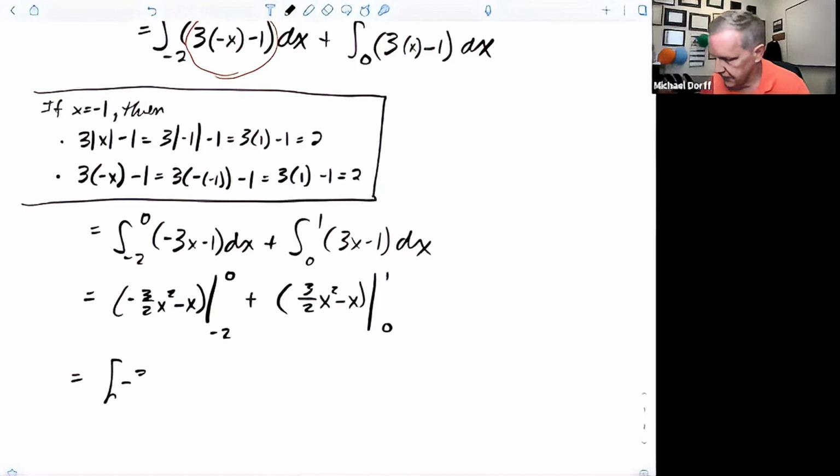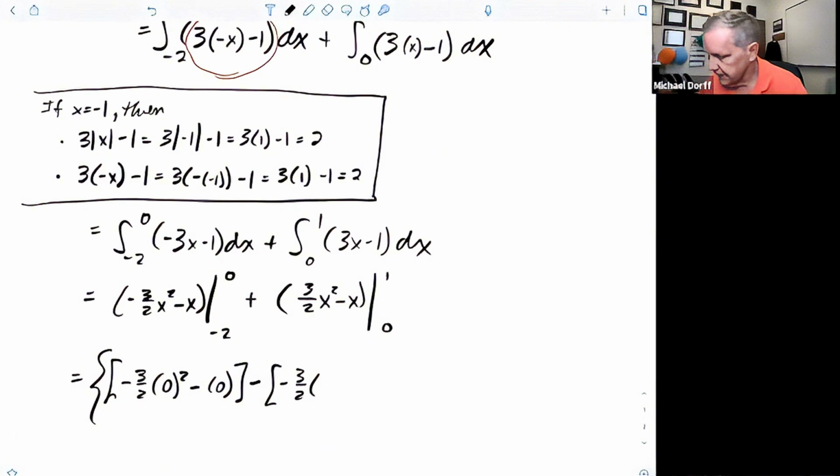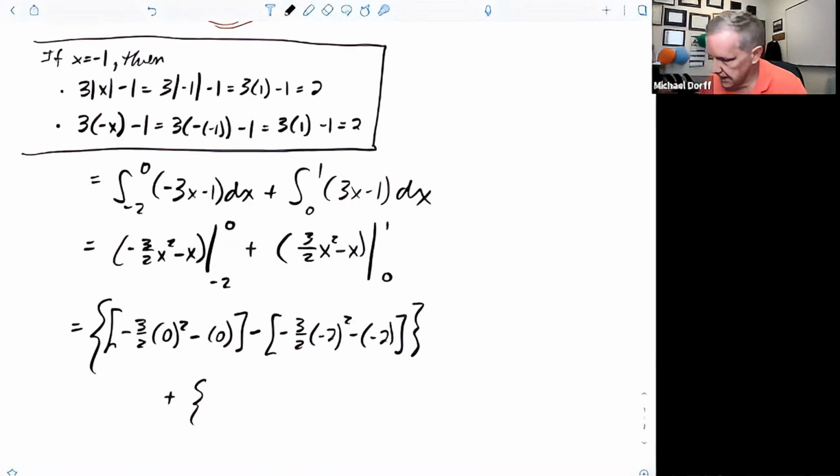I'm going to get -3/2 times 0 squared minus 0, and that's for the first part. And then I'm going to put in -2, so we get -3/2 times -2 squared minus -2 there, and that's the first integral. And then for the second one, I'm going to put 1 in, so I get 3/2 times 1 squared minus 1. And then I'm going to put in 0, and I get 3/2 times 0 squared minus 0.